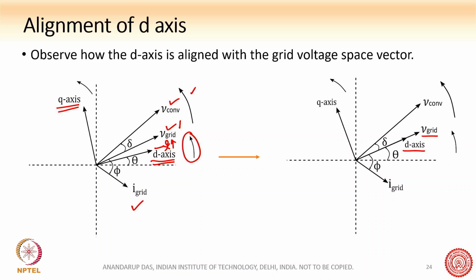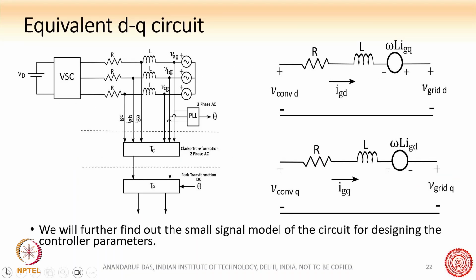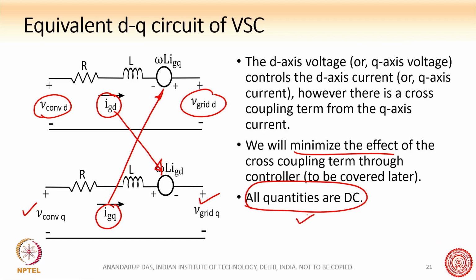I'll observe all the quantities, the converter voltage space vector, the grid voltage space vector, the grid current space vector, all rotating at the same speed as the speed at which I am rotating, standing on the D axis. Therefore these quantities all will become DC. It will become stationary, right? So that is why I have said in this statement all quantities are DC.